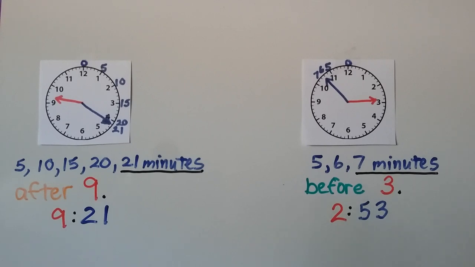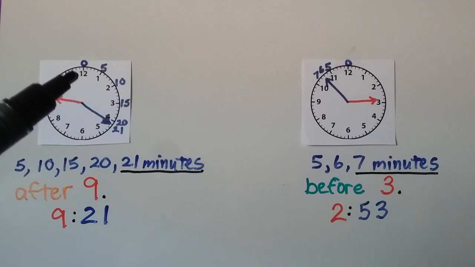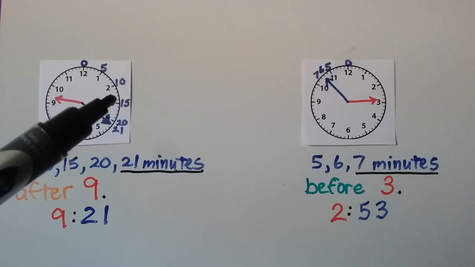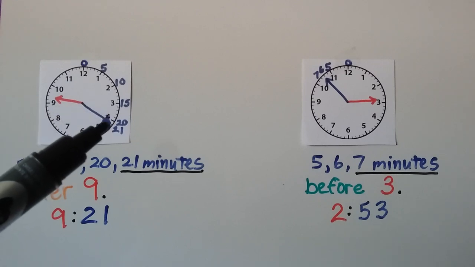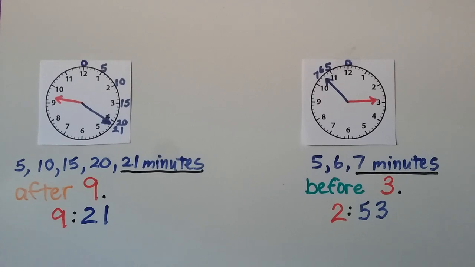Here we take a look at this clock. We can see that the hour hand is in between the 9 and the 10, so it hasn't gotten to 10 yet. The hour is still in the 9s. We look at the minute hand and we count by 5s. 5, 10, 15, 20, and it's pointing to one more little mark, so that's 21. We can say it's 21 minutes after 9, or we can say it's 9:21.